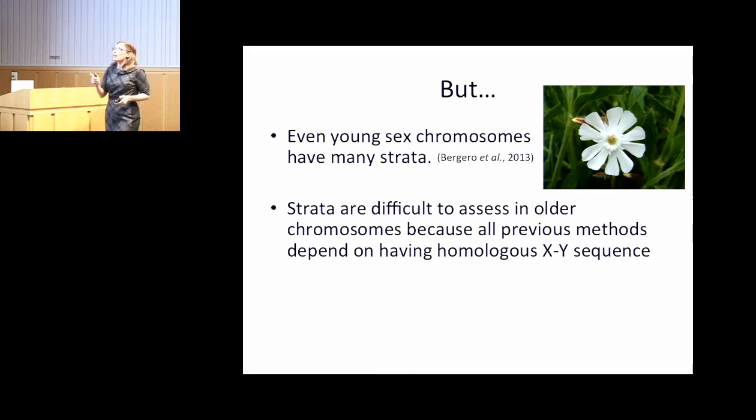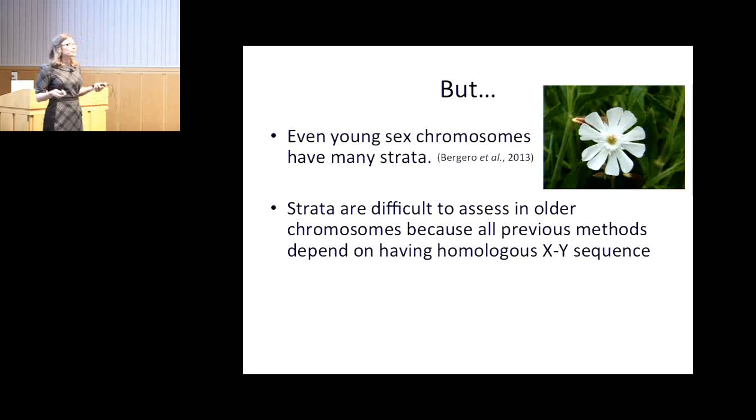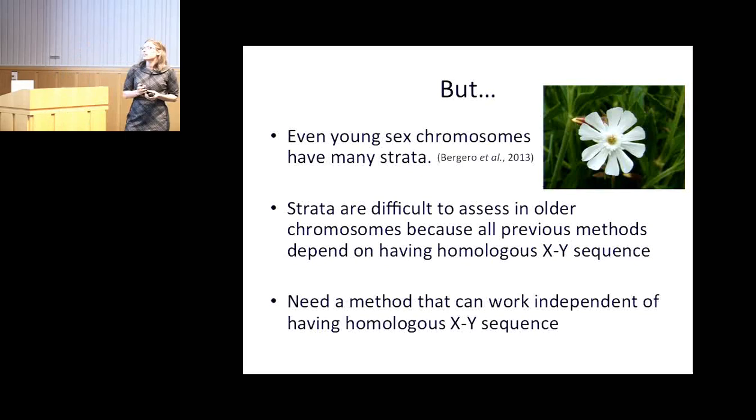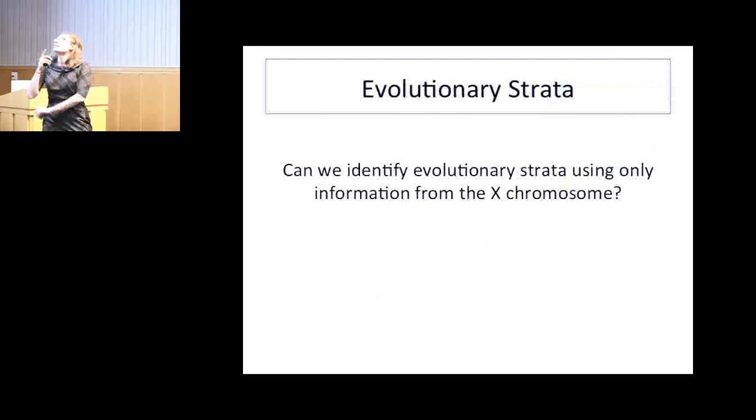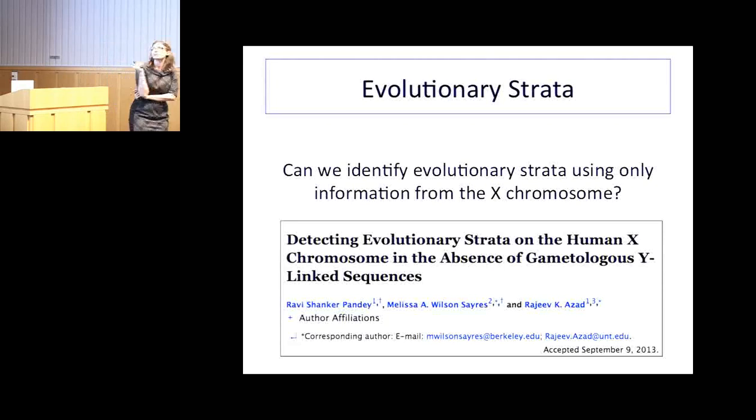But strata are very difficult to assess because the current methods require that you're comparing X and Y linked sequence. But the Y has lost 90% of its genes, so you're limited in the power that you have to detect these evolutionary strata. So the question is, can we develop a method that will work independent of having homologous X and Y linked sequence? Can we identify evolutionary strata using information from only the X chromosome? And I hope to convince you that yes, we can, and we published this in Genome Biology and Evolution earlier this year. I worked mentoring a graduate student on this.